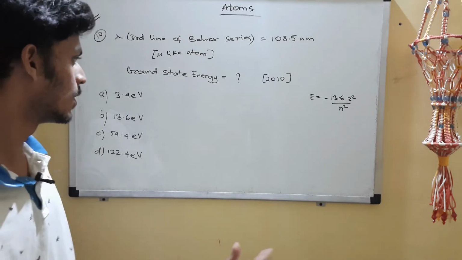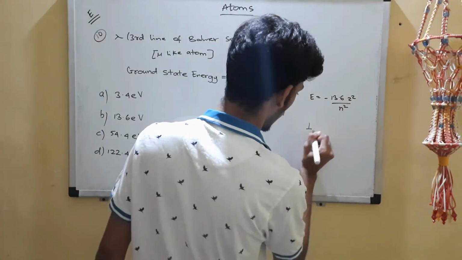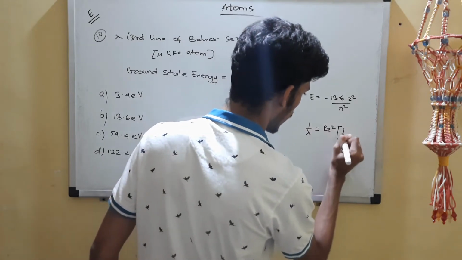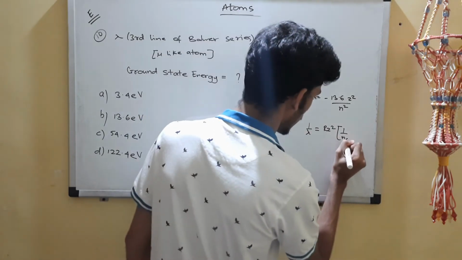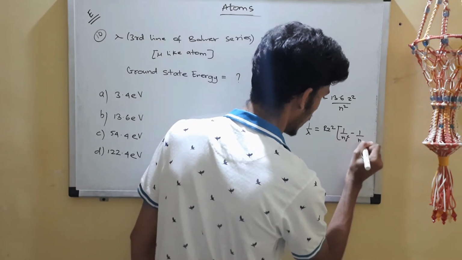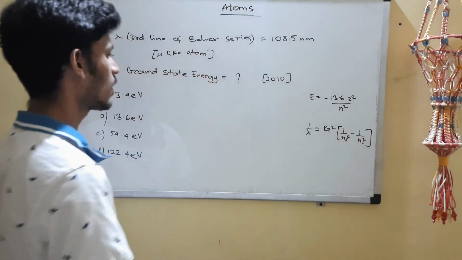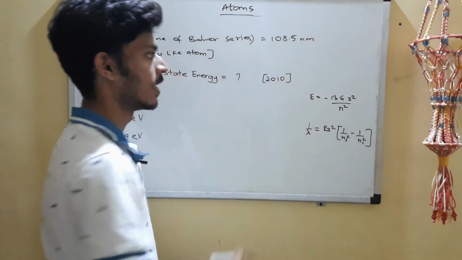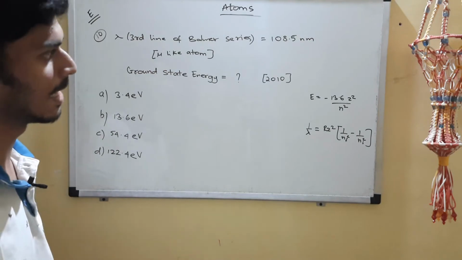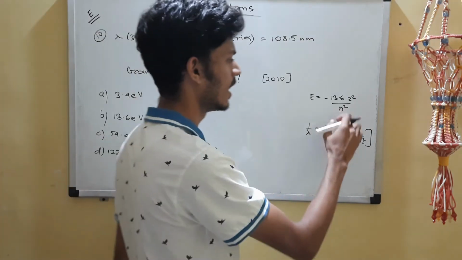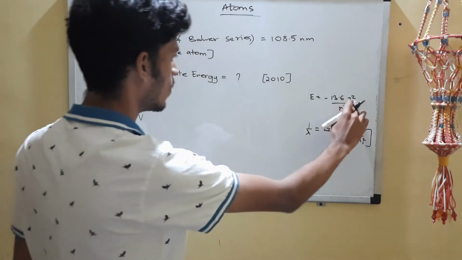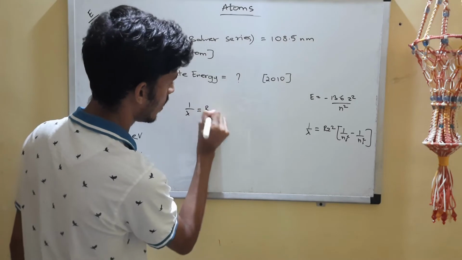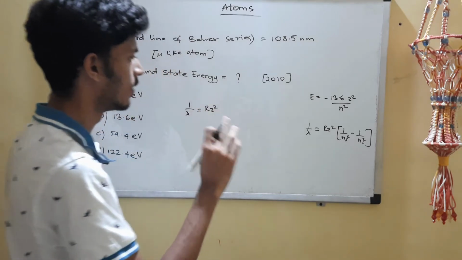How will we do that? Basically using the same formula, 1 by lambda equals Rz square into 1 upon n final square minus 1 upon n initial square, right? So use this formula, find out the value of z, and then substitute it over here, and then you'll find the energy in ground state, where n is 1. We are just supposed to find this z. So from here, 1 upon lambda equals Rz square. I'll substitute the values in a while.